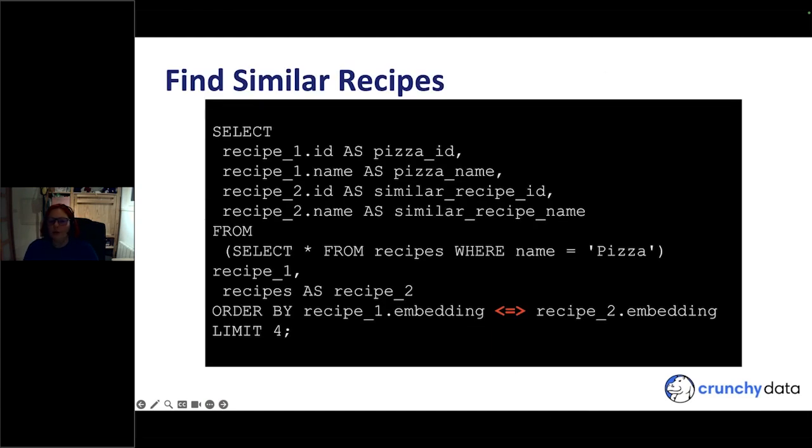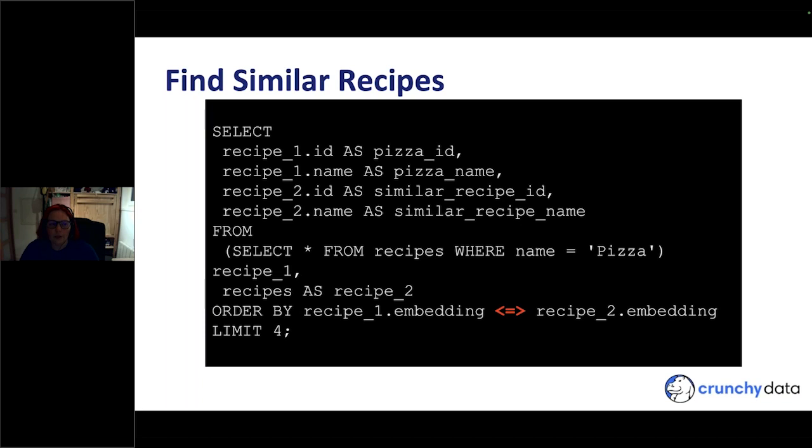So we want to compare the embedding for our pizza recipe against the embeddings for all of the other recipes. So we want to find recipes that have embeddings that are closest to pizza, so the recipes that are the most similar. As you can see on this slide, we can just use a normal SQL query to do this, with the exception of the vector distance operator that I've highlighted in red. So just to be precise, the one that I've highlighted there measures the cosine distance.